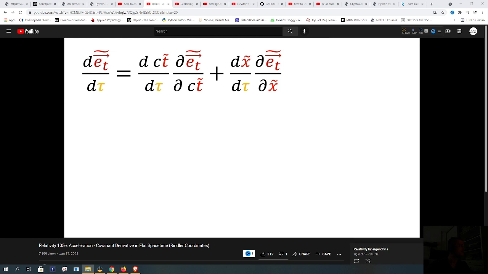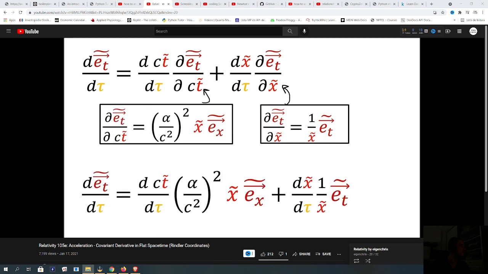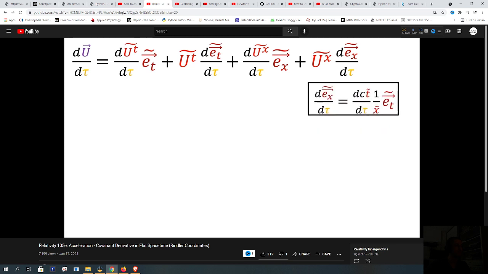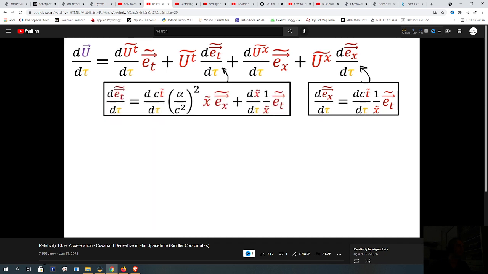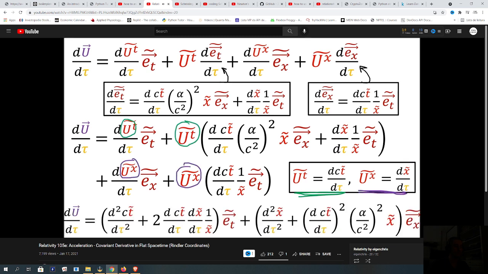So given the chain rule expansion of d et tilde by d tau, if we sub in the basis vector derivatives that we calculated in the direction of the coordinate variables, we get the full expression for this derivative here. So going back to our original covariant derivative of u with respect to tau, we already had the ex tilde derivative from before. And just now we calculated the et tilde derivative, so we can sub these in. Also, if we replace ut tilde with dct tilde by d tau, and replace ux tilde with dx tilde by d tau, and distribute, we get this. So this is our final result for the covariant derivative of forward velocity with respect to tau in Rindler coordinates.